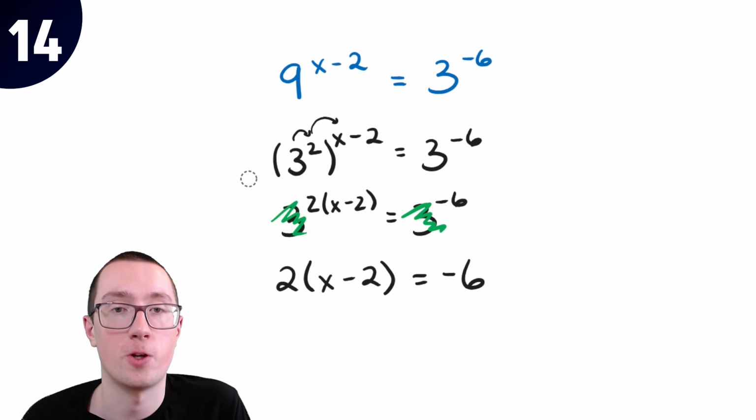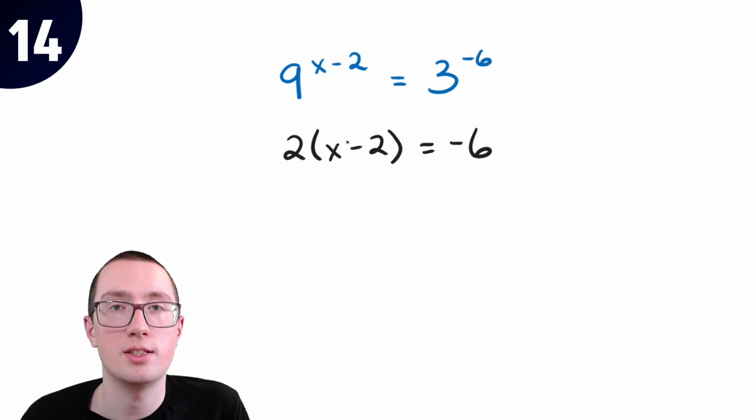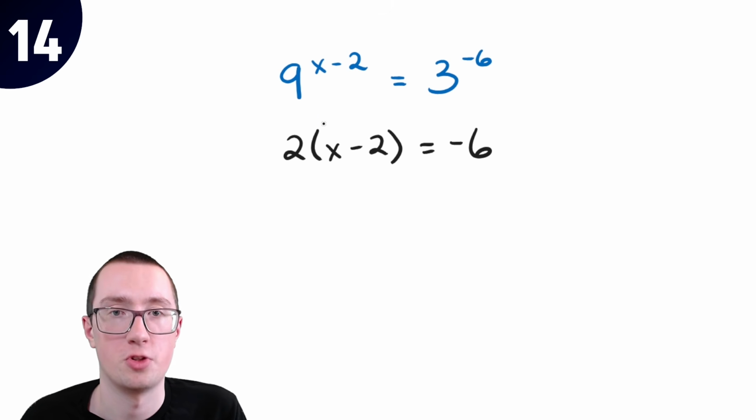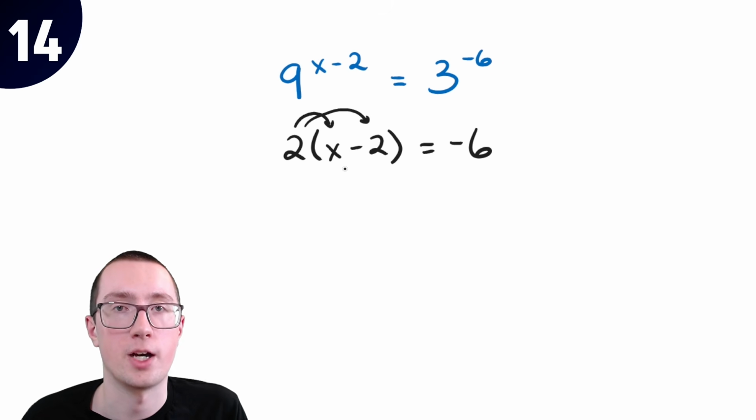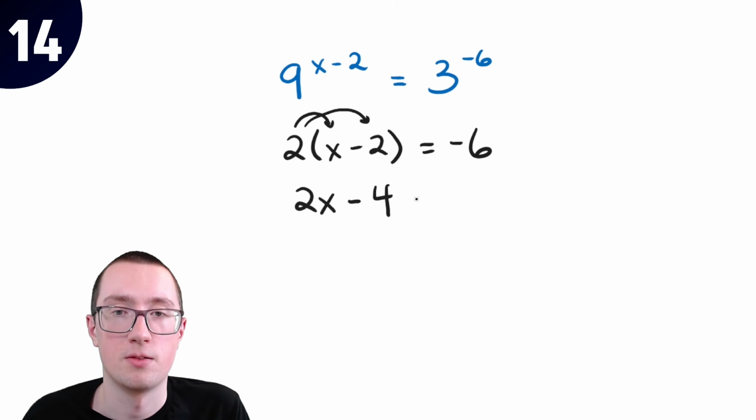And now we can just solve for x. So I'm going to move this up to the top. Here we have a number in front of parentheses, which means we have to use the distributive property. So I'm going to multiply the 2 out to the x and to the minus 2. So 2 times x, you can't multiply those. That's just going to stay as 2x. And 2 times negative 2, 2 times 2 is 4, and we have the minus sign, so the minus sign stays. And that's going to be equal to negative 6.